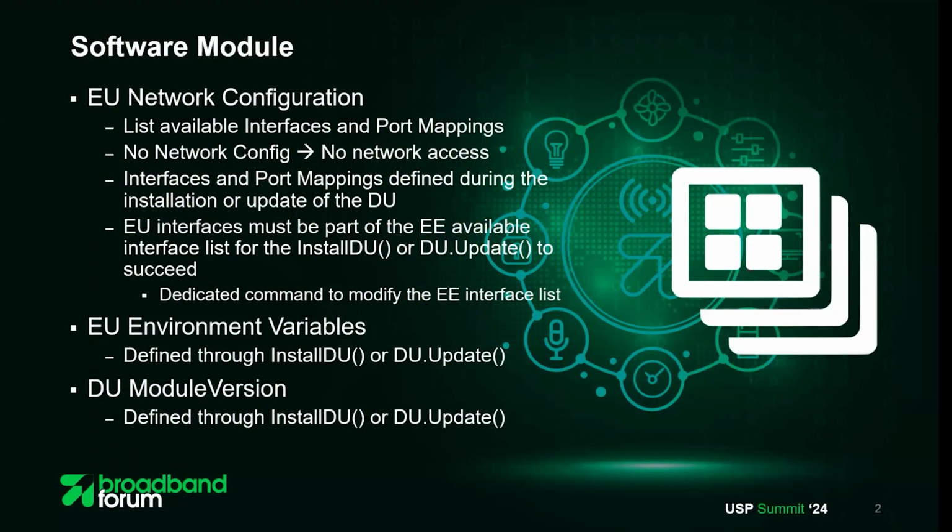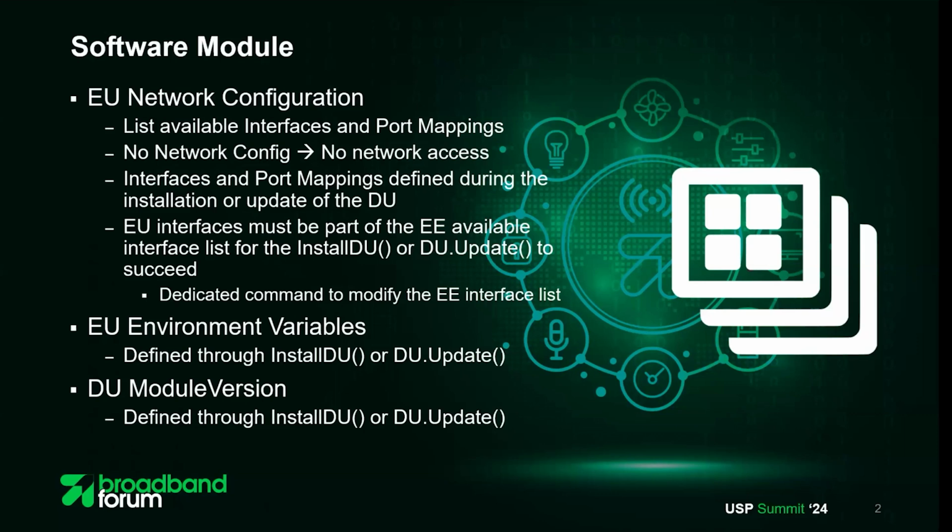So I was talking about the network configuration, to define the list of interfaces to allow network traffic from the execution unit, and the port mapping associated to a specific execution unit. So the network configuration is defined when installing and updating the deployment unit responsible for this execution unit. I don't know if it's a bit confusing. It's better with some schemas, but this is part of this contribution. And of course, all the interfaces that will be allowed must be part of the available interfaces at the execution environment, because otherwise the update or install command will fail.